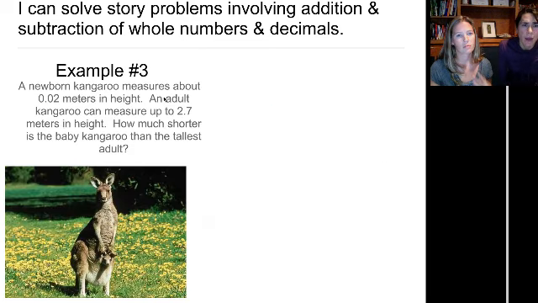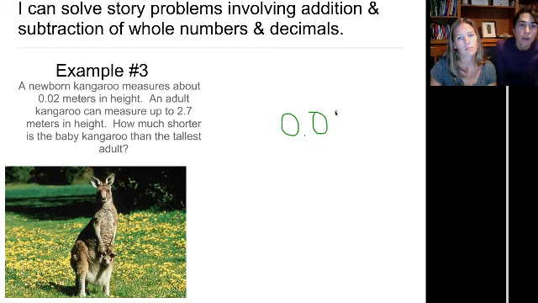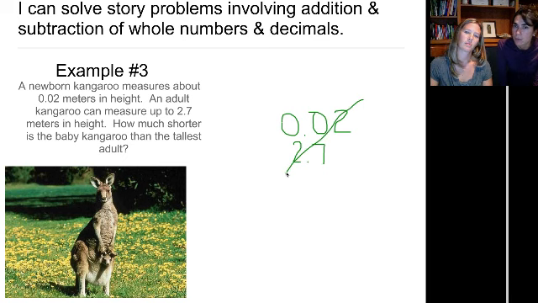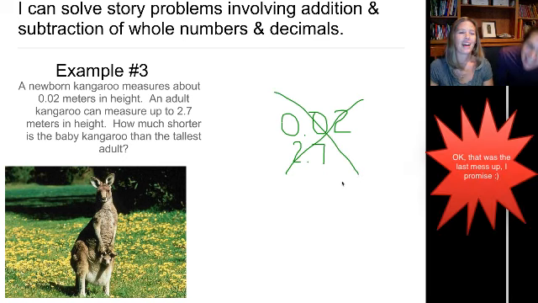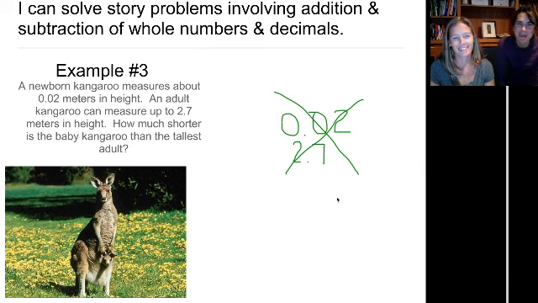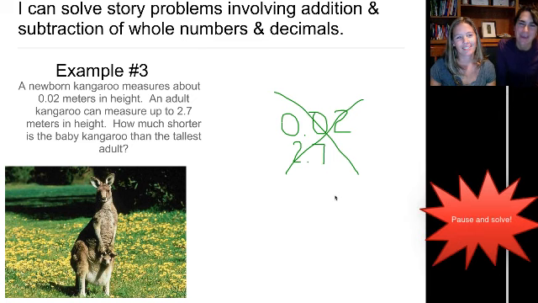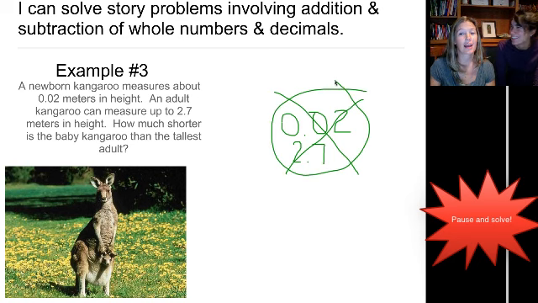For this one, the story problem says a newborn kangaroo measures about 200 meters in height. An adult kangaroo can measure up to 2 7/10 meters in height. How much shorter is the baby kangaroo than the tallest kangaroo? So once again, pause for a moment and think about what operation or what symbol you're going to use to solve this problem.